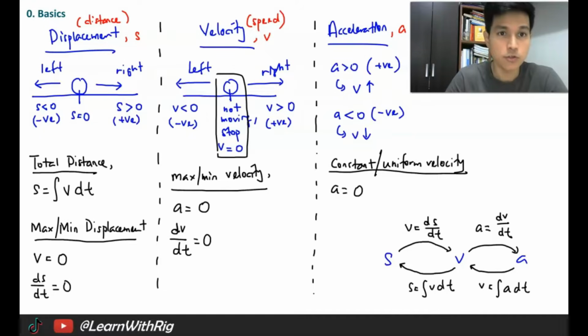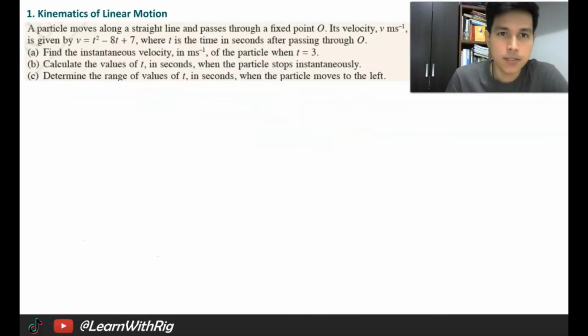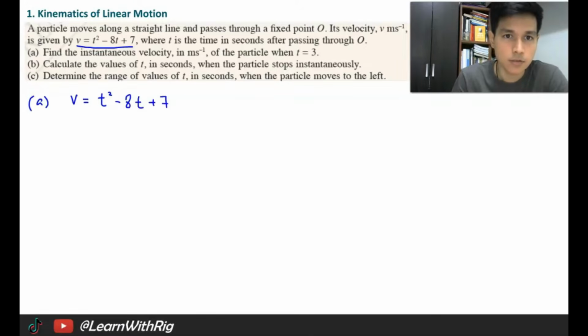Okay, so let us go straight to some examples. A particle moves along a straight line and passes through a fixed point. The velocity is given by v equals t square minus 8t plus 7, where t is time in seconds after passing through. Question A: find the instantaneous velocity of the particle when t equals 3. They want you to find the velocity when t equals 3.